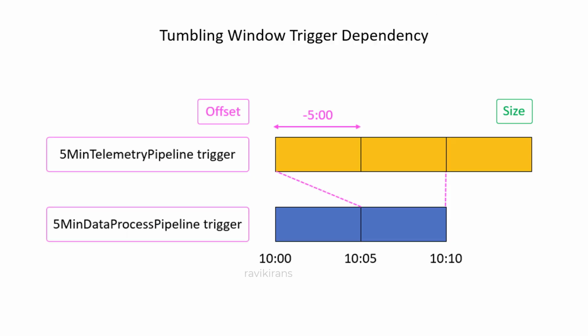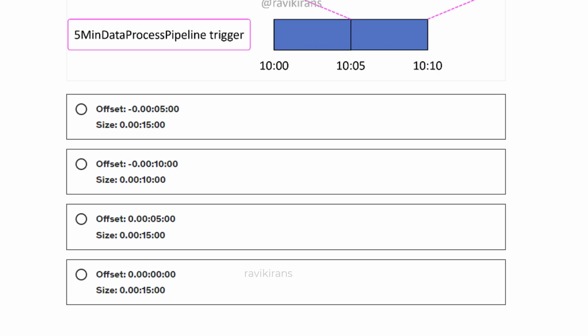Consider the window size as the duration of the dependent window. Since the pipeline depends on the previous, current, and next windows, setting the size as 15 minutes ensures the trigger will run only if those three windows are run successfully. Option A is the correct answer.